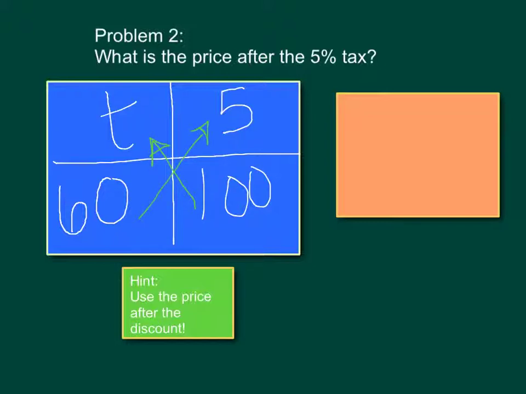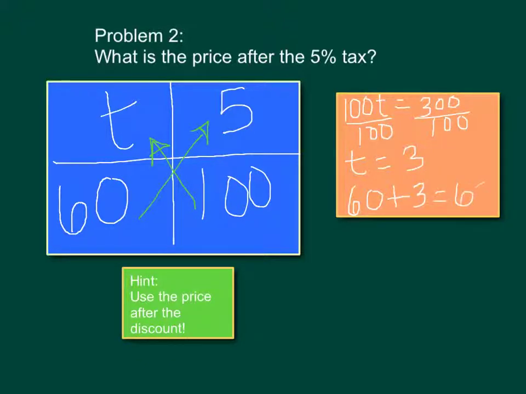just like that. Now I get 100t equals 300, and I'll divide by 100 to get my tax. And my tax is $3. Does that mean that I subtract $3? No, tax is always added to the price that I have. And remember, we have a discount price, so I'll add the tax to the discount price. $60 plus $3 is $63. And that's how much my skates will cost.